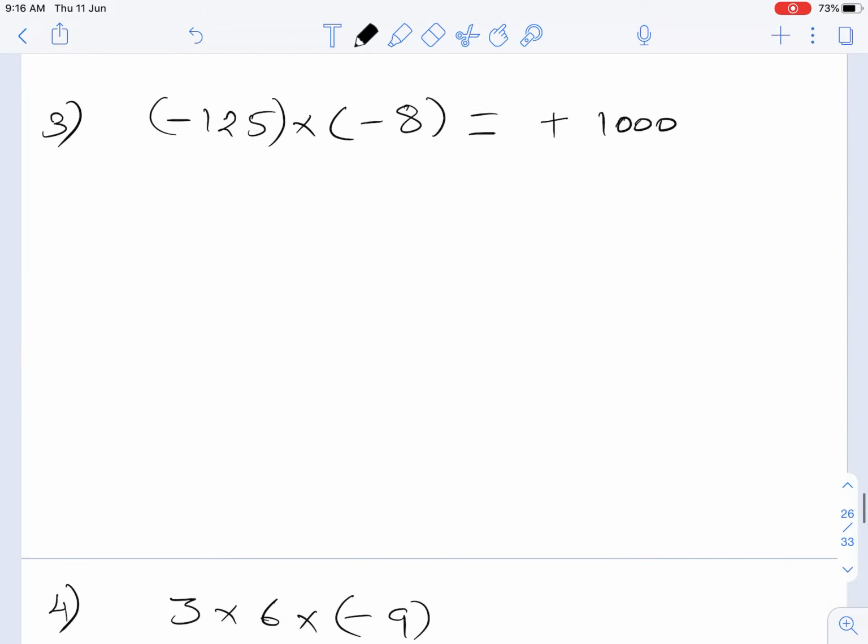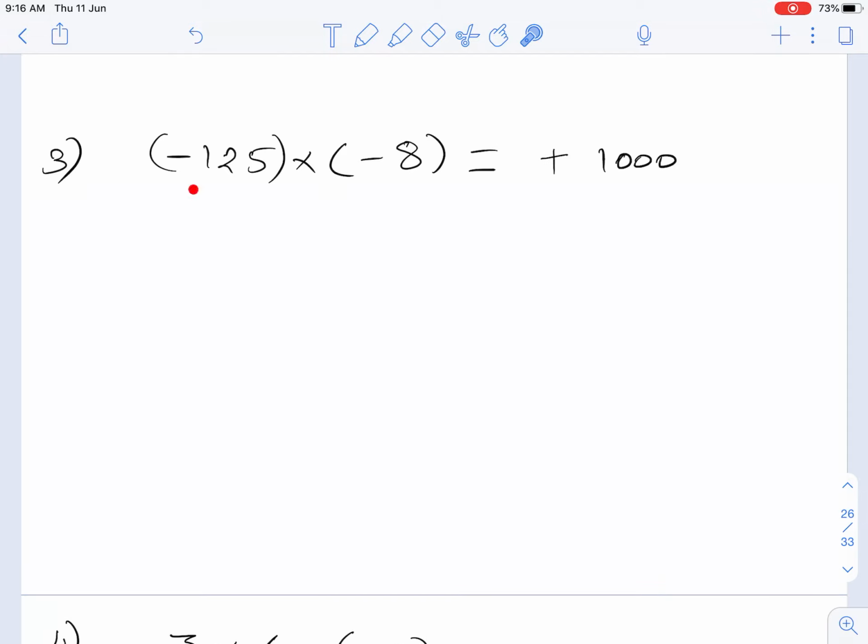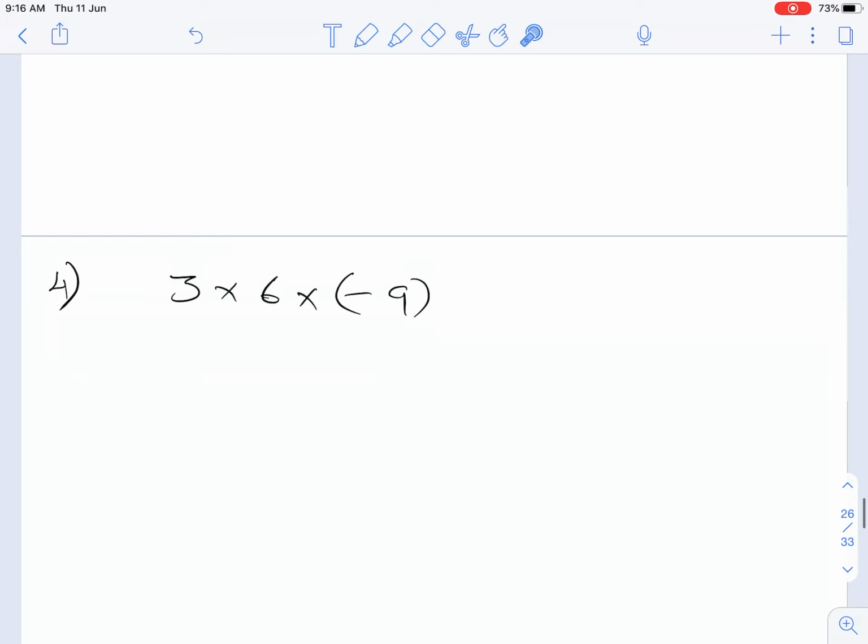Till this example we were dealing with only two numbers. Now suppose there are more than two numbers multiplying each other, just like here, where it is given: multiply 3 into 6 into minus 9. In such examples we have to start grouping or pairing the numbers. Let us see its solution.